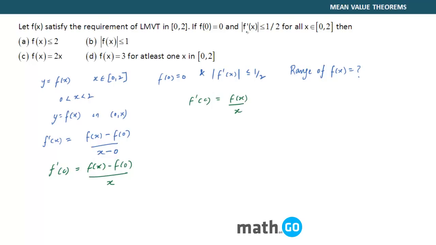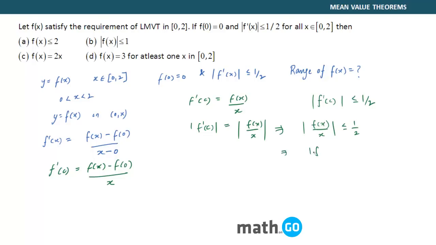We know that modulus of f'(x), let's take modulus on all the sides first of all. So this is what it will become. Now it is given that modulus of f'(x) is less than or equal to 1/2 for all values lying in this interval. So I can say that |f'(c)| is less than or equal to 1/2. So this reduces the expression to |f(x)/x| less than or equal to 1/2, right?